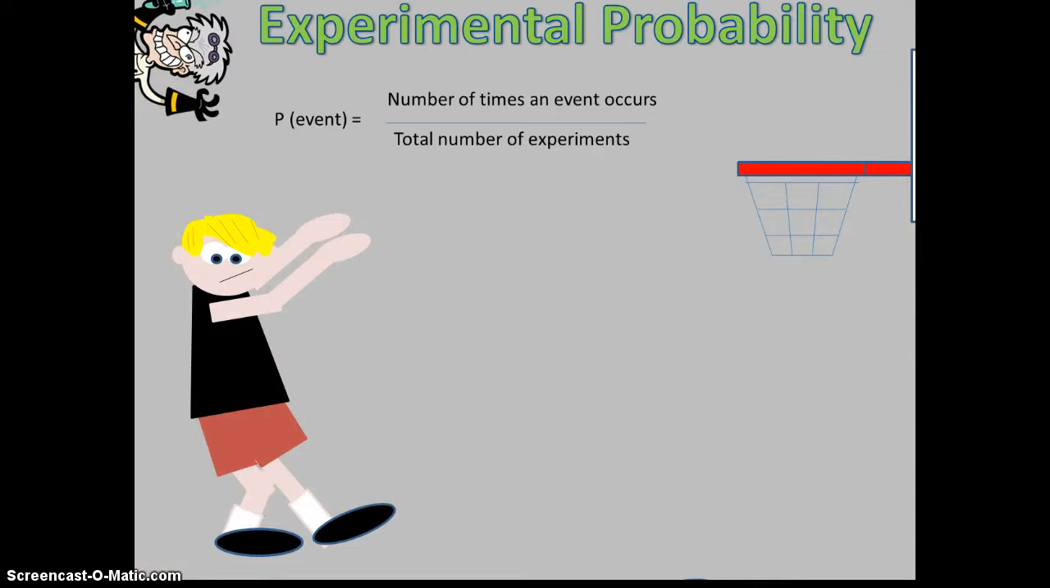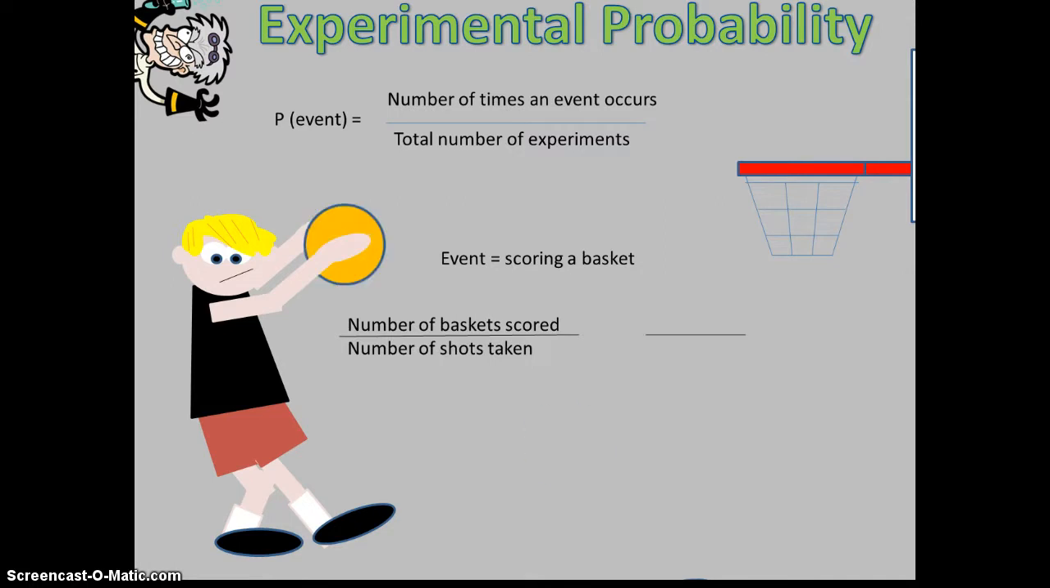So let's say we're shooting this basketball. It's the number of times an event occurs over the total number of experiments. So let's say I want to score the basket, because that's the goal of basketball. What I want is to make the basket over the total shots I have taken. So let's say my first shot here. Oh, didn't work. So I have 0 baskets that I scored or made, but I've taken 1 shot.